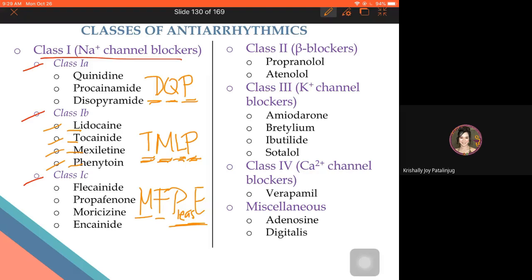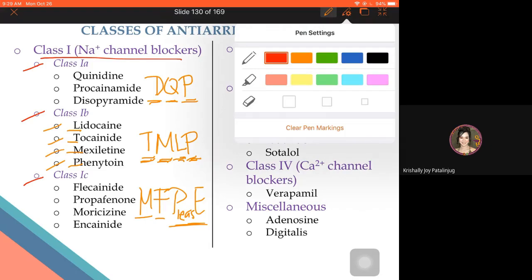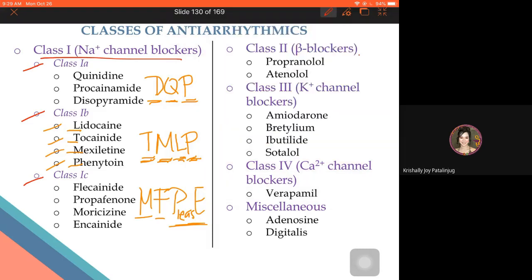Next, let's move on to class 2. For the remaining classes, I no longer have mnemonics. For class 2, beta blockers, although we generally say class 2 are beta blockers, not all beta blockers are members of class 2 antiarrhythmics. You will learn later why not all beta blockers can be included as class 2 antiarrhythmics.